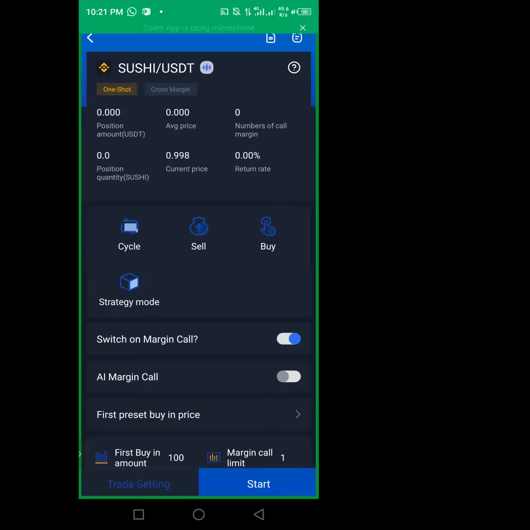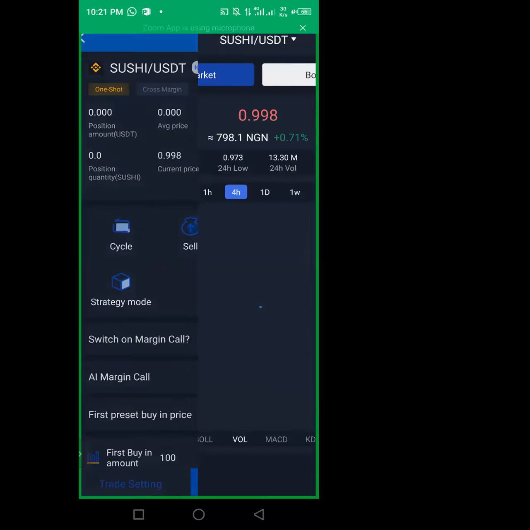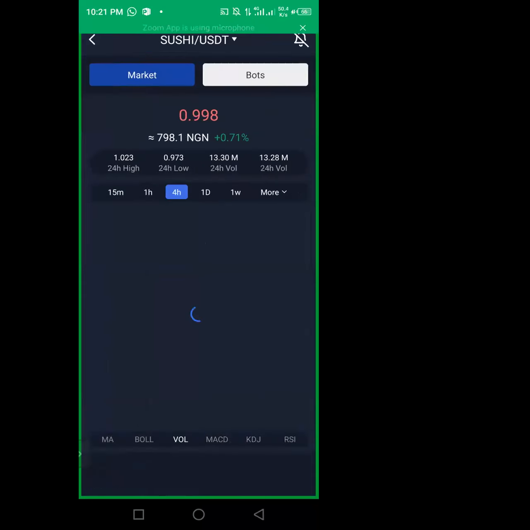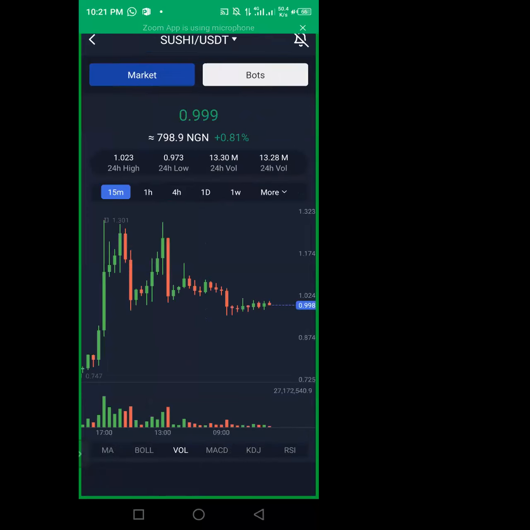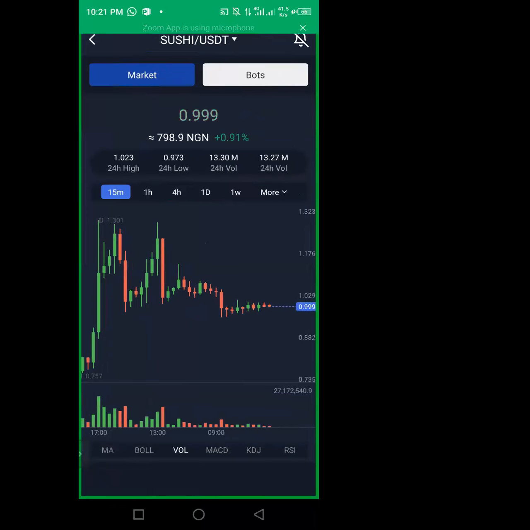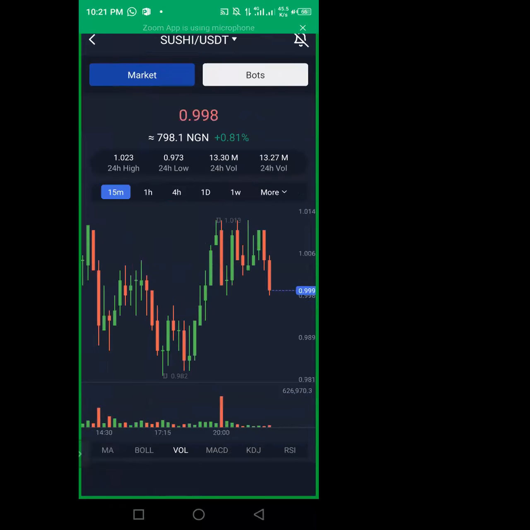For me, if I see this trade, I will not enter it. The coin is on downtrend. So I will wait until there's a reversal, until there's a green bar going up. That is when I will enter. You can see it will still be going down.